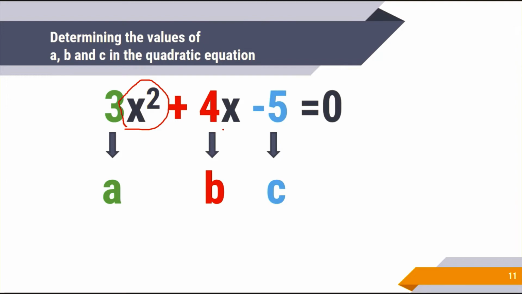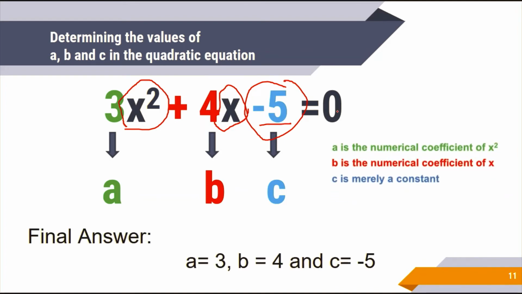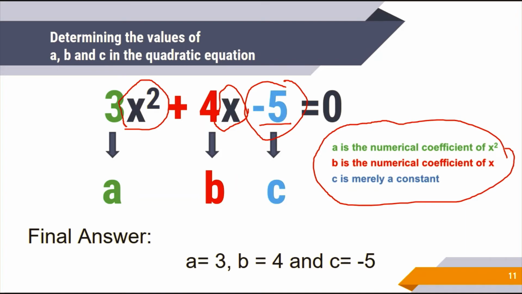And the next, ang value ng b is the numerical coefficient of x. So, therefore, kung ano ang katabi ng x sa ating equation, that will be the value of b. And then last, since this term is a number only, therefore, that will be the value of c. So, the final answer here is a is equal to 3, b is equal to 4, and c is equal to negative 5. Please be reminded of this idea in getting the values of a, b, and c.